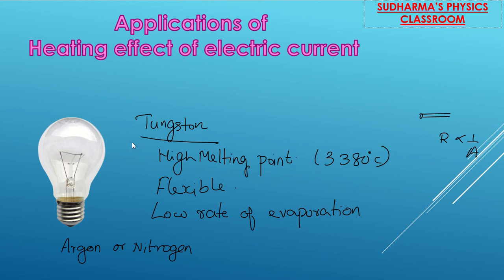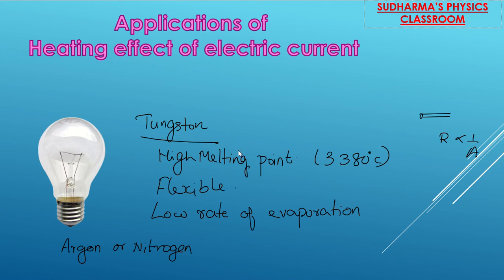Okay, so that is the main keyword here. And what are the specialities of tungsten to become the filament of an electric bulb? It has a very high melting point of around 3380 degrees Celsius. It will not melt easily, even if it goes beyond a very high temperature.